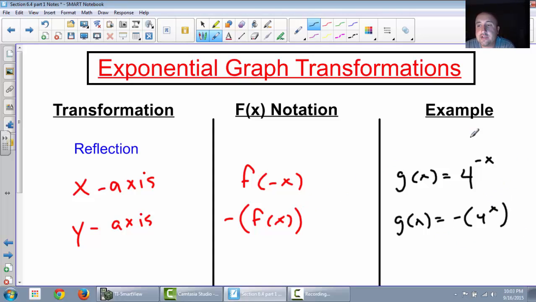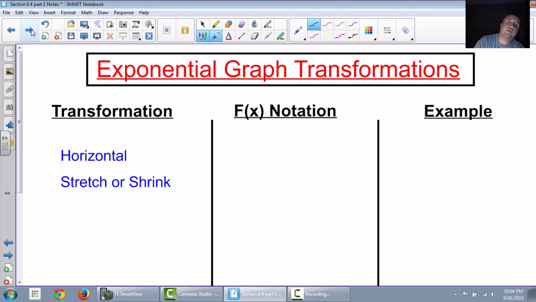Okay, and you can graph these on your calculator and see what they do. They do reflect, I promise. All right, so there's number 3 of 5. X-axis, just change your x to a negative. Y-axis, you change the whole function to a negative. All right, so the fourth one, we have a horizontal stretch or shrink.